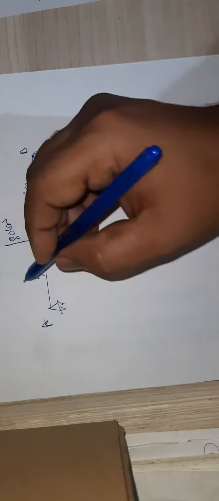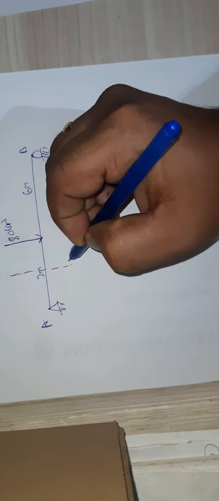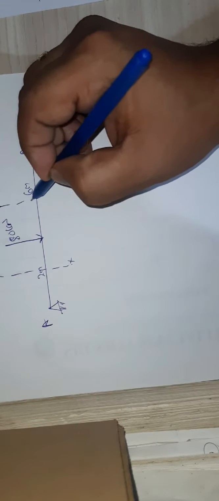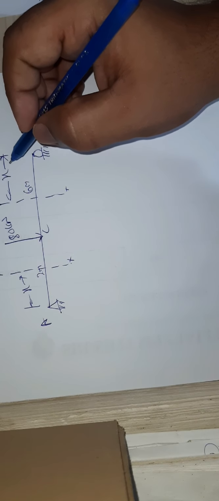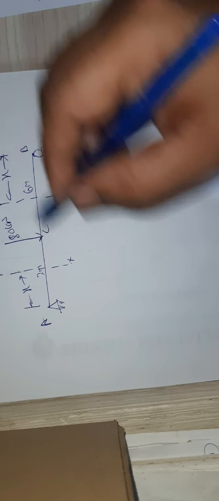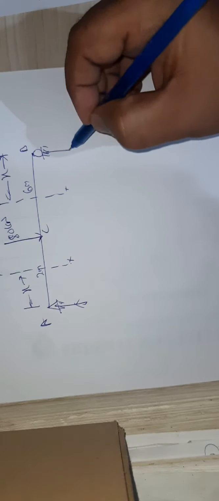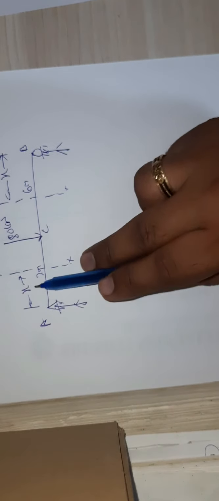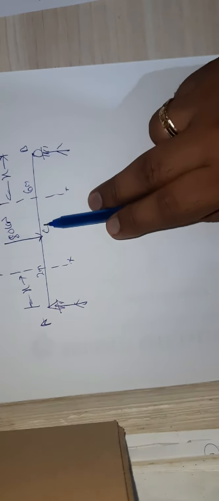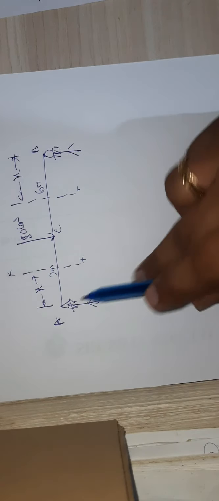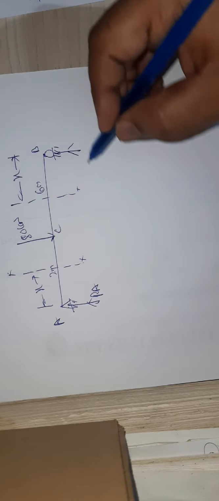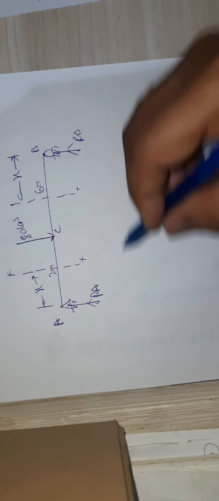Here we need to take sections. We need to take a distance x from point C on both sides. Please remember, as soon as you see the problem, your first step is to find the reactions and the bending moment at the sections. In the AC portion and the BC portion, you need to find the bending moment. Before that, we need to find the reactions at the supports, RA and RB.